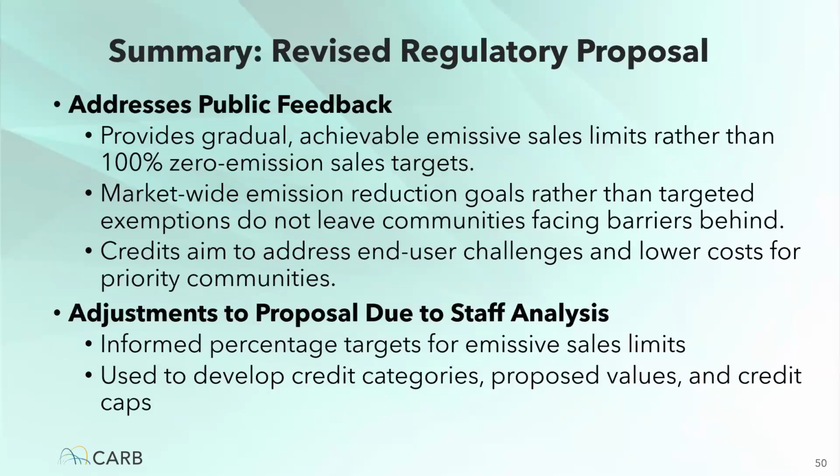A quick recap. In response to public feedback and our staff analysis, CARB staff have revised our regulatory proposal to an emissive equipment limit that decreases gradually over time. The intent is that this design will be clear and actionable for manufacturers, yet retain sufficient flexibility for end users. Additional compliance flexibility is added through the credit system, which is oriented towards addressing end user challenges and lowering costs.